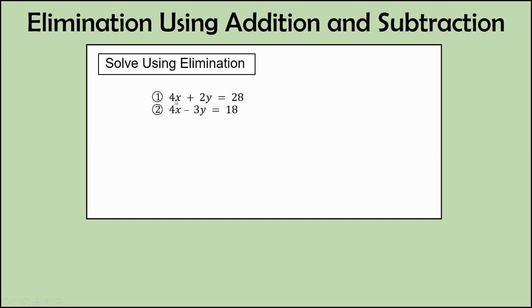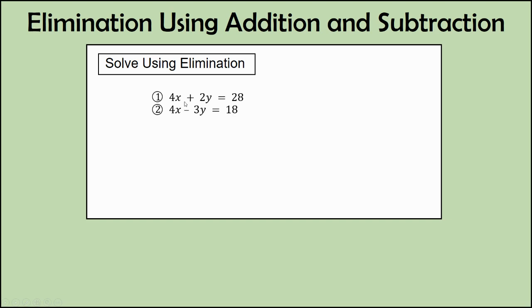Let me back it up here. Here's equation 1, here's equation 2. Like I said, the first few questions tonight are going to allow you to just add or subtract and get your solution. So now when I look at this, in equation 1 I have a positive 4x term. In equation 2, I have a positive 4x term. The y terms are different and everything's lined up.